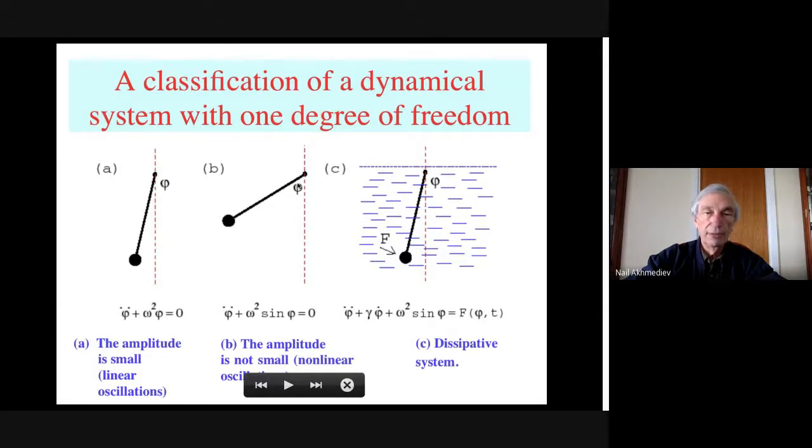When the angle of deviation from the vertical line becomes bigger, then the equation is also different. We have to add a sine function in here. And then the system becomes nonlinear. Nonlinear means that the frequency now depends on the angle, on the maximum amplitude of oscillations. Although solutions can be written in analytic form, these solutions are nonlinear, not like in the previous case.